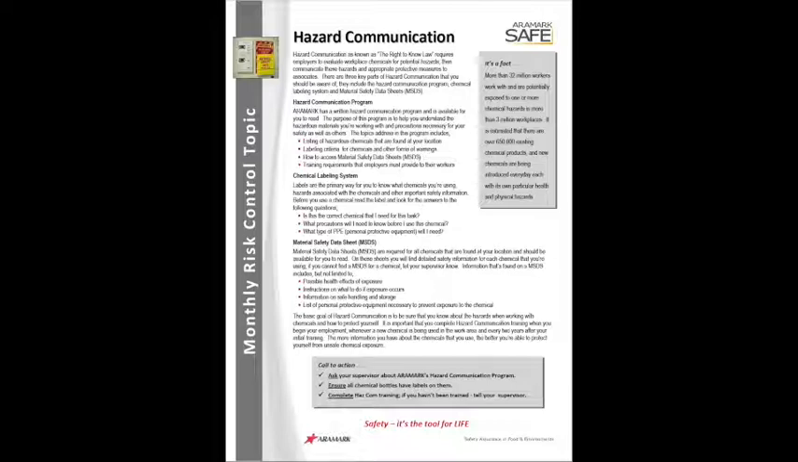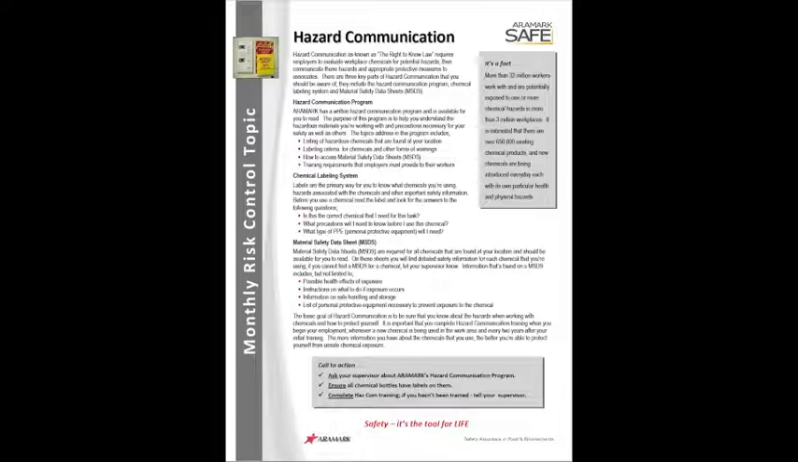Information that's found on a MSDS includes, but is not limited to, possible health effects of exposure, instructions on what to do if exposure occurs, information on safe handling and storage, lists of personal protective equipment necessary to prevent exposure to the chemical. The basic goal of hazard communication is to be sure that you know all about the hazards when working with chemicals and how to protect yourself.